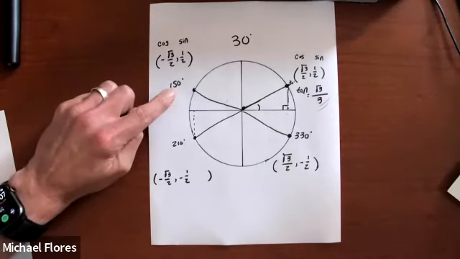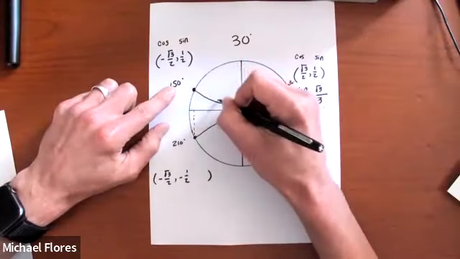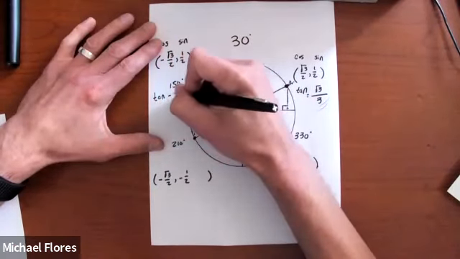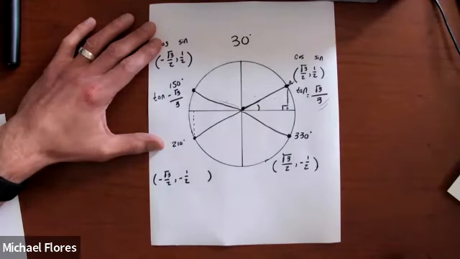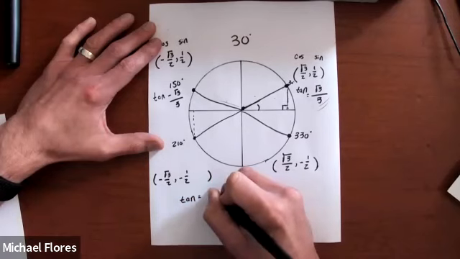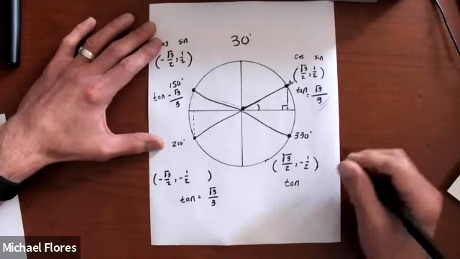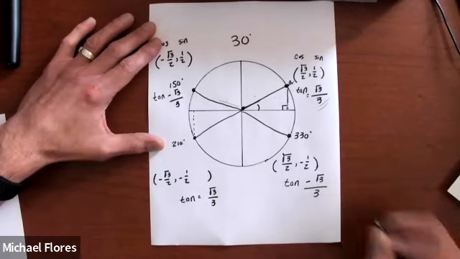Now for a 150-degree rotation, it has a tangent value of root 3 over 3 also. But do you think this one's going to be a positive or negative value? Negative, because doesn't it kind of look like it's producing a negative slope here? So your tangent value for 150 degrees is negative root 3 over 3. Your tangent value for 210 degrees is positive root 3 over 3. And your tangent value for 330 degrees is negative root 3 over 3.